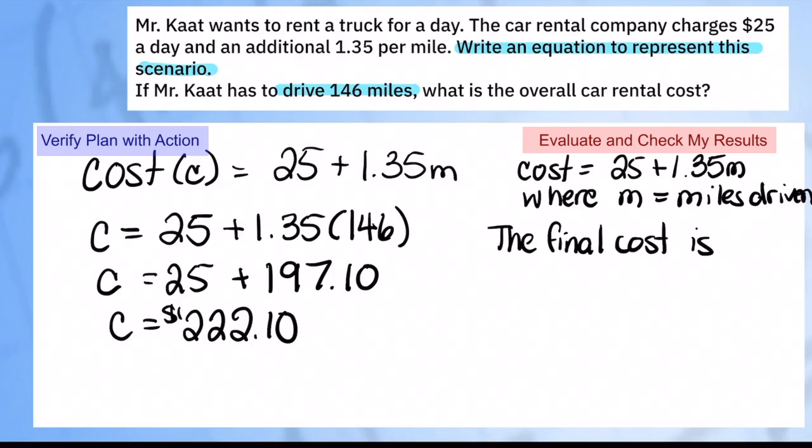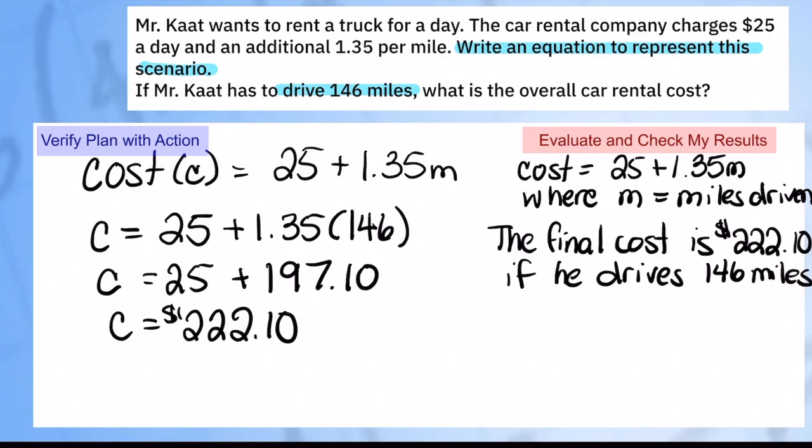So the final cost is $222.10 if he drives 146 miles. All right, and let's just do our check just so we also have it. And again, it's just going back in there and just triple checking our work and just making sure that that makes sense.